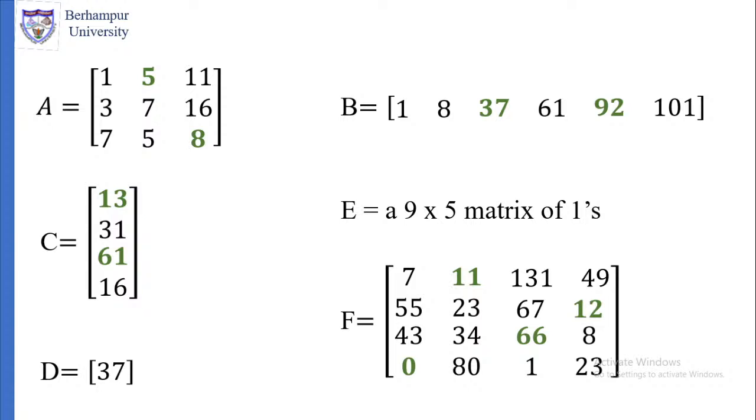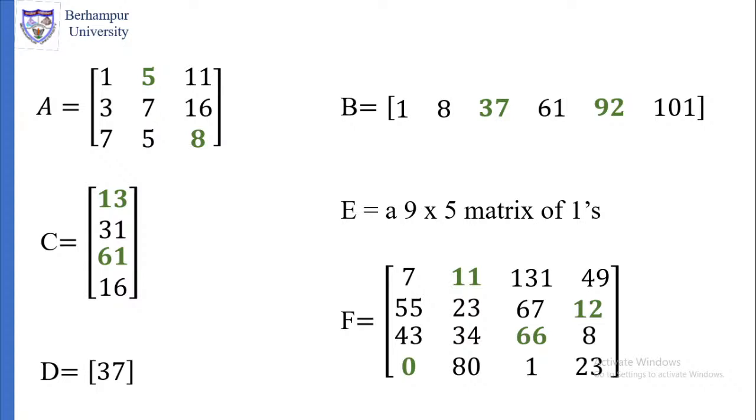The first matrix, A, is equal to 1, 5, 11, 3, 7, 16, 7, 5, 8. It is a 3 cross 3 matrix, and 5 and 8 are highlighted. B is equal to 1, 8, 37, 61, 92, 91. 37 and 92 are highlighted. C is equal to 13, 31, 61, 16. 13 and 61 are highlighted.